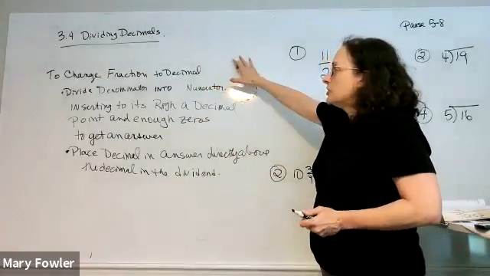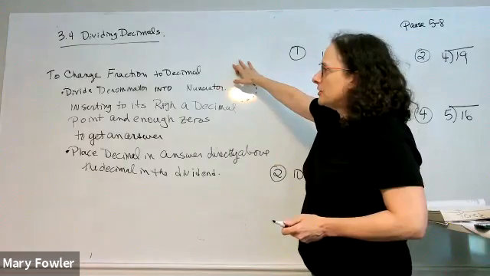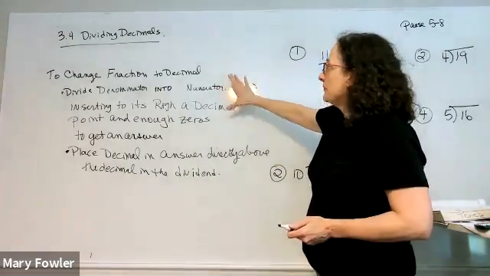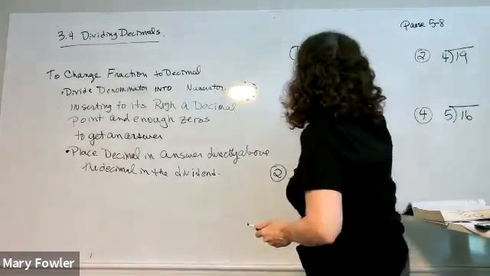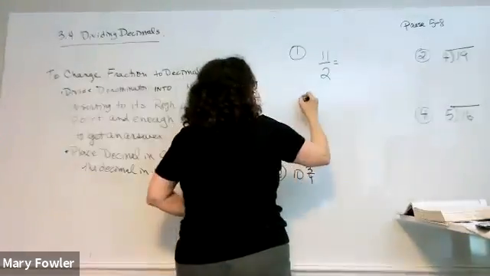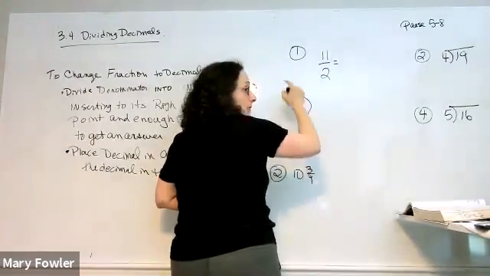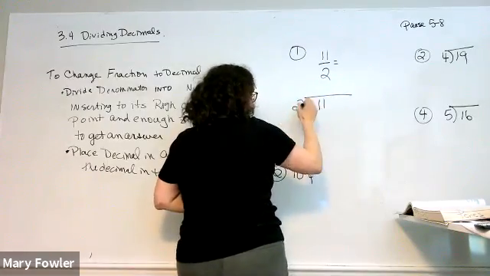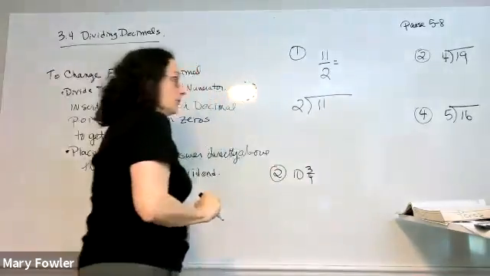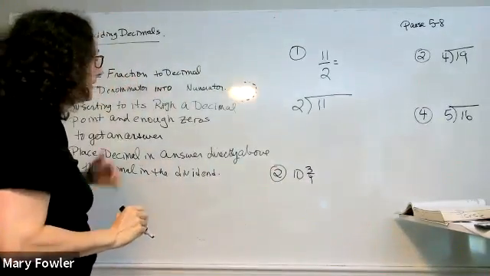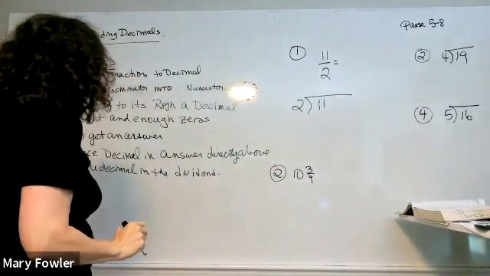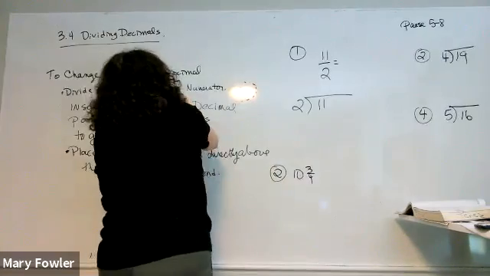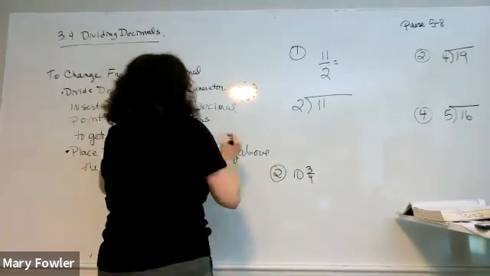So we start with changing a fraction into a decimal. To do that, we divide the denominator into the numerator. I'm going to show you with problem 1 here. The denominator is 2, and we're going to divide that into the numerator, inserting to its right a decimal point.